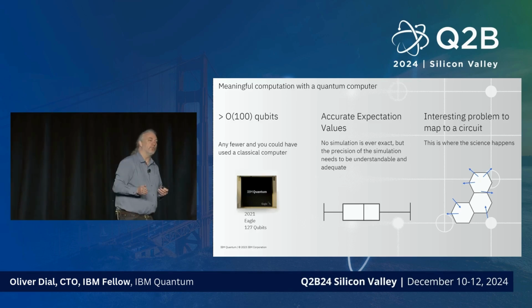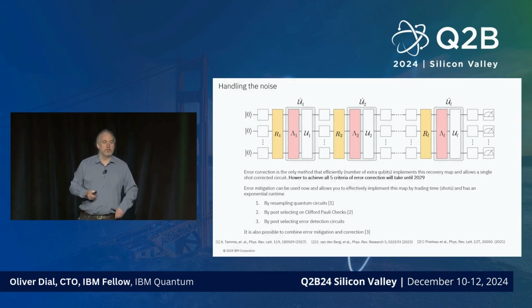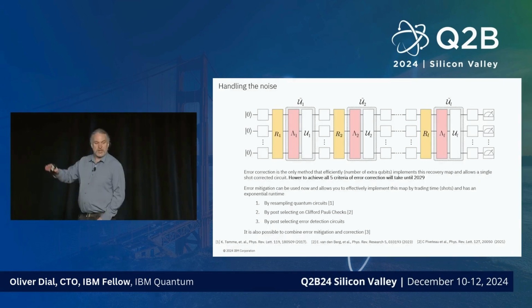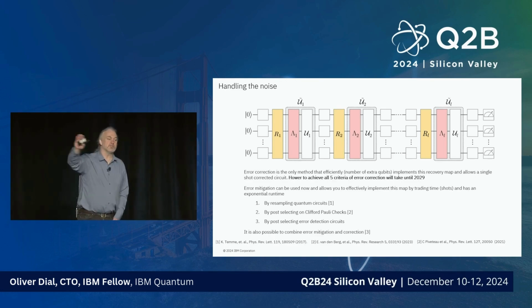Now, what about that middle point I really glossed over, accurate expectation values? How do we provide those with a noisy quantum system? Well, there's a lot of ways to handle noise. Here I have kind of a generic picture of what it looks like to run a problem on a noisy computer for somebody. They want us to run a series of unitaries U.